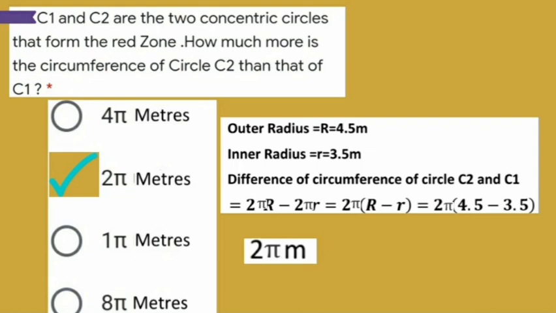So the difference is 2 pi R minus 2 pi r, that is we have 2 pi meter, which is the difference of the two circumferences of the circles that have been marked as C2 and C1 in the wrestling mat.